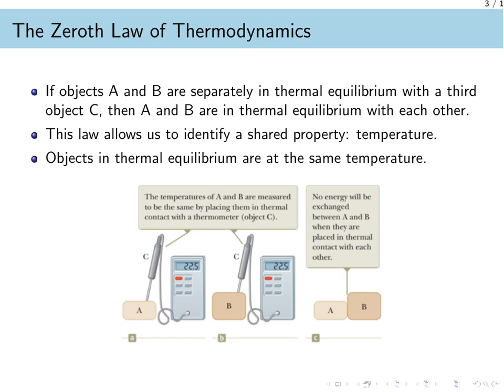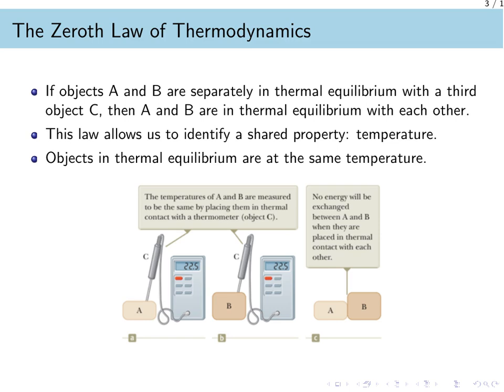The Zeroth law of thermodynamics states that if two objects, let us call them A and B, are separately in thermal equilibrium with a third object, C, then A and B are also in thermal equilibrium with each other. This law is essential because it allows us to identify a shared property among these objects, which we define as temperature. The diagram shows object C, a thermometer, measuring objects A and B to have the same reading of 22.5 degrees. Because both are in equilibrium with the thermometer, they are in equilibrium with each other.